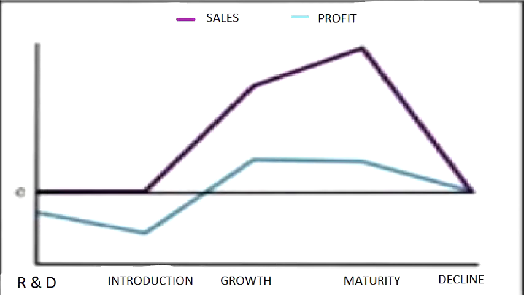The introduction phase is where we start making some sales. Cost with no revenue means that we're losing money, so our profit is going down. It's negative, we're making a loss. That profit will now start to go up.